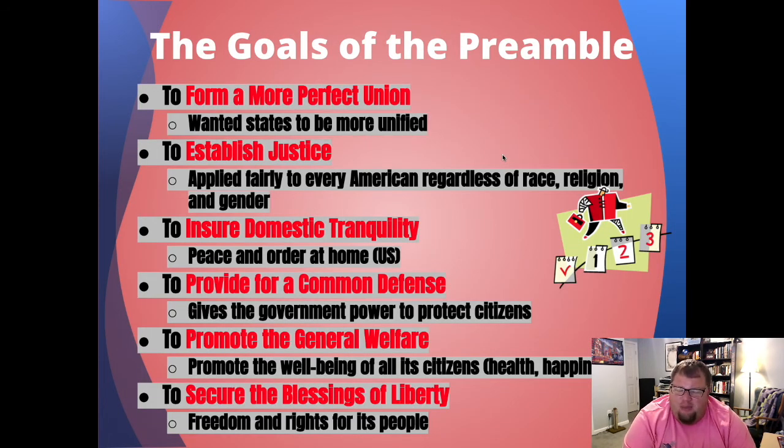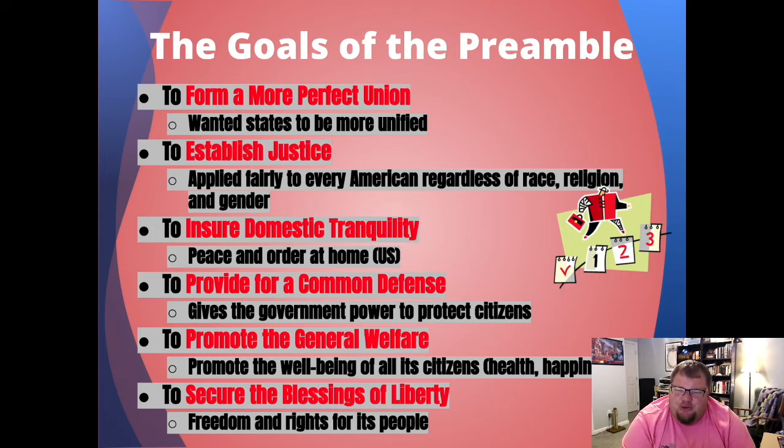We look at this as a unification of our states. The founding fathers saw that because the Articles of Confederation were weak and did not do what they needed to do, we needed to be more unified as a country. Then to establish justice, we want to make sure that law is applied fairly to all Americans, regardless of race, religion, or gender.